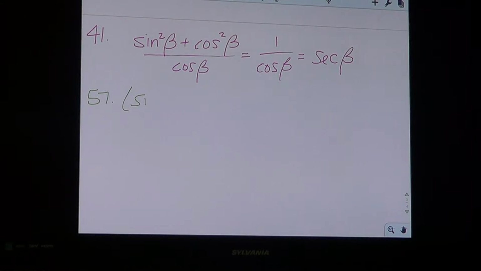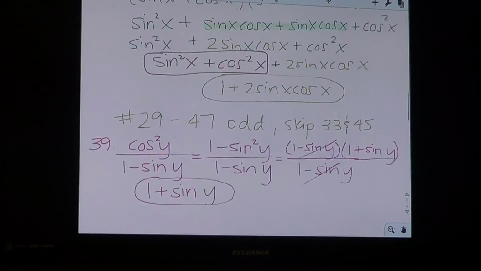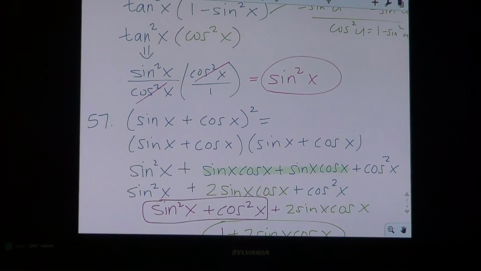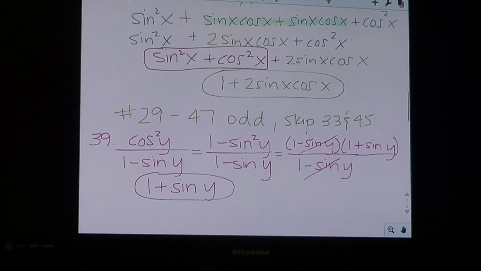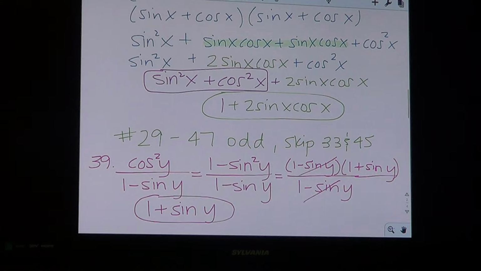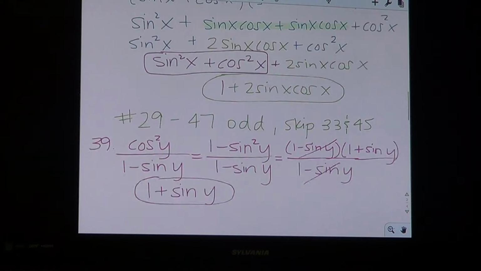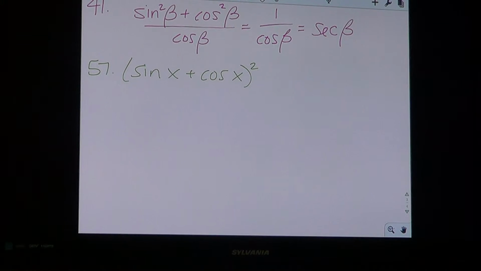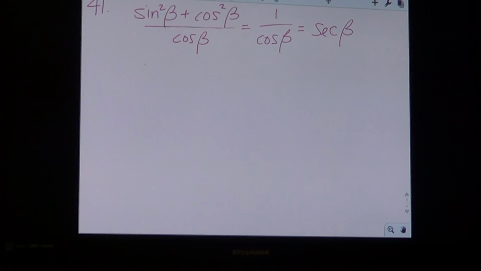57 is sine x plus cosine x squared. And for 57 through 60 it says perform the multiplication and then use the identities to simplify. Did we do that one yesterday? Yeah, we already did that one. We already did examples for all of these. We didn't do any in the 61 section. Yeah, 57 was the last one. Okay. Alright. Let's do 61 then.